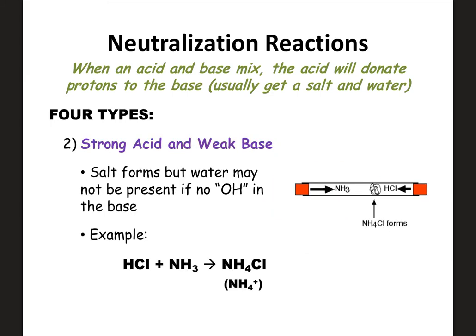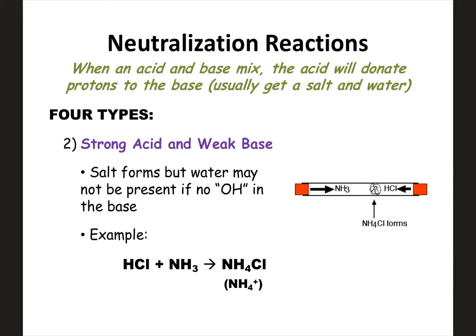The second type is when we have a strong acid reacting with a weak base. The salt is going to form, but you might not get any water if there's no OH present in the base. Remember, a lot of weak bases don't have OH present in them. Think of something like NH3. There's no OH, so it can't form water. Let's look at a quick example.